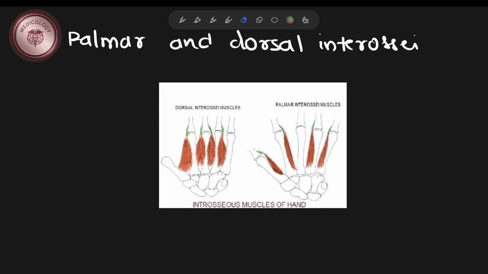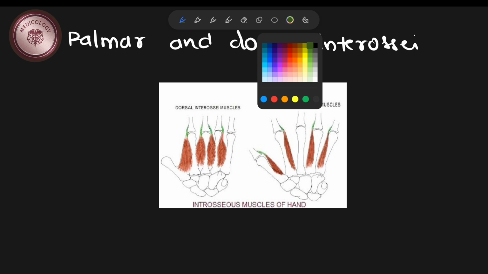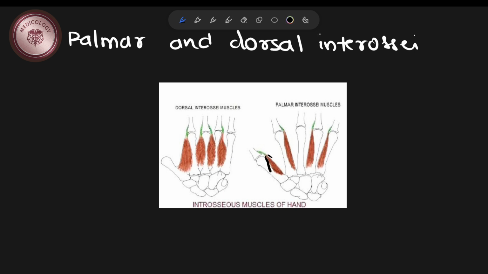After lumbricals, we have palmar and dorsal interossei. From the name, we get to know that they are the interossei between the bones. They are between the metacarpals, the palmar side will be palmar and the dorsal side will be dorsal. How do we know whether this is the palmar side or the dorsal side? The palmar ones are unipinnate, whereas the dorsal are bipinnate muscles.